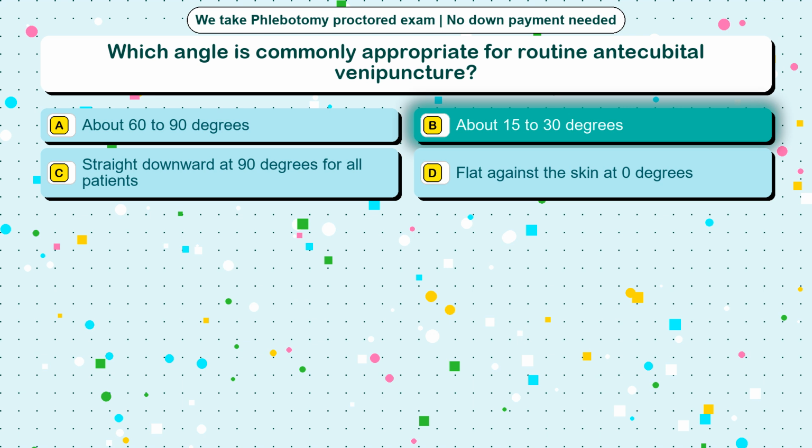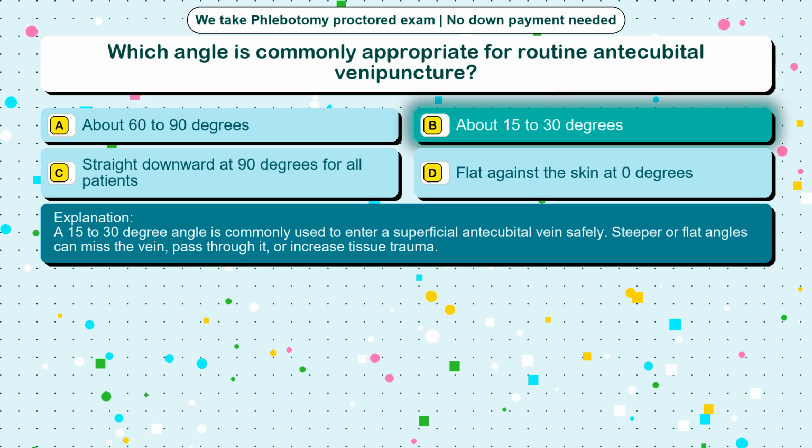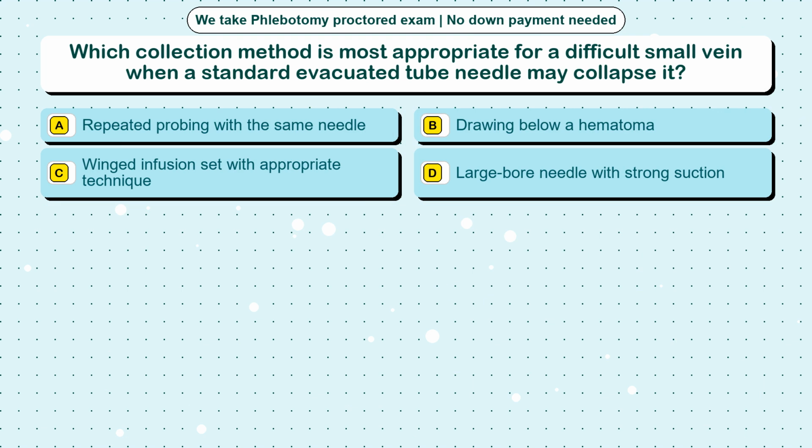The correct answer is option B, about 15 to 30 degrees. A 15 to 30 degree angle is commonly used to enter a superficial antecubital vein safely. Steeper or flat angles can miss the vein, pass through it, or increase tissue trauma. Question 49. Which collection method is most appropriate for a difficult small vein when a standard evacuated tube needle may collapse it? Option A, repeated probing with the same needle.